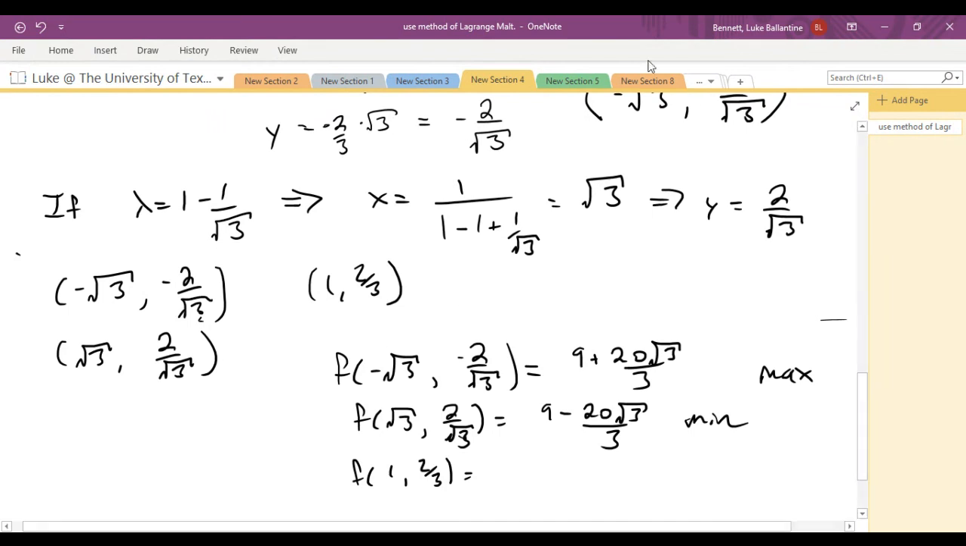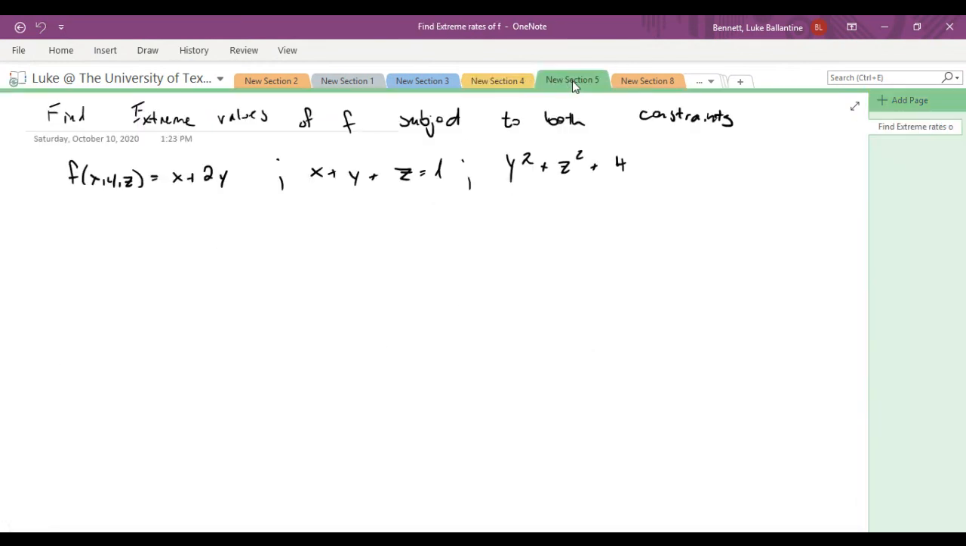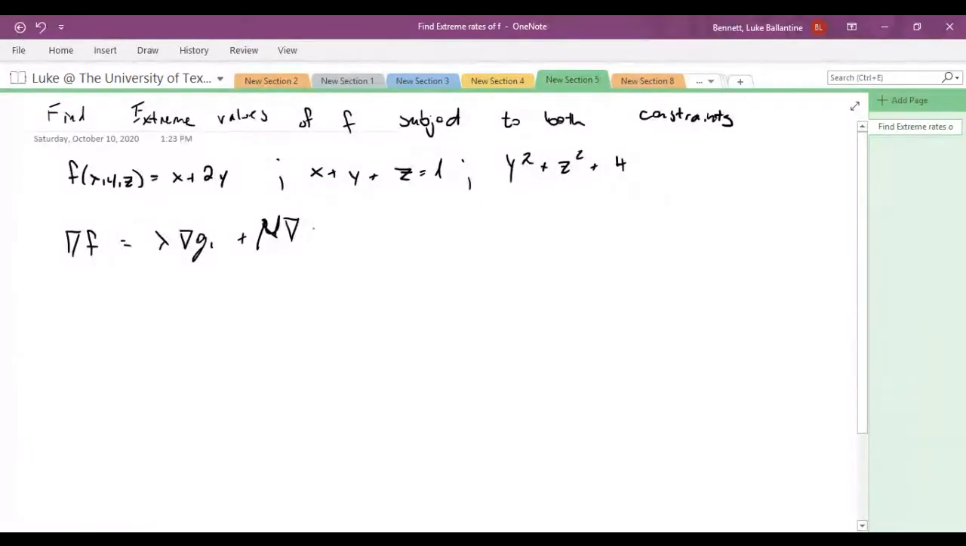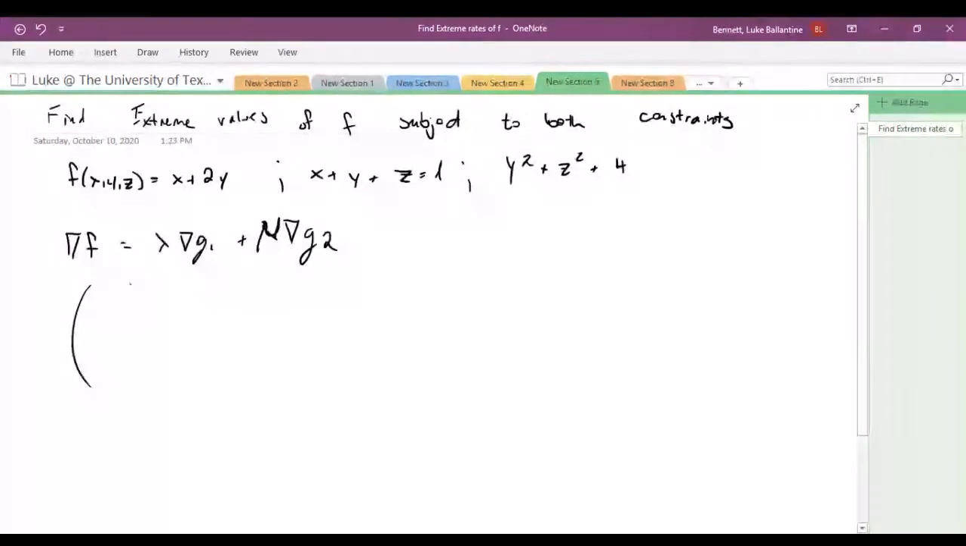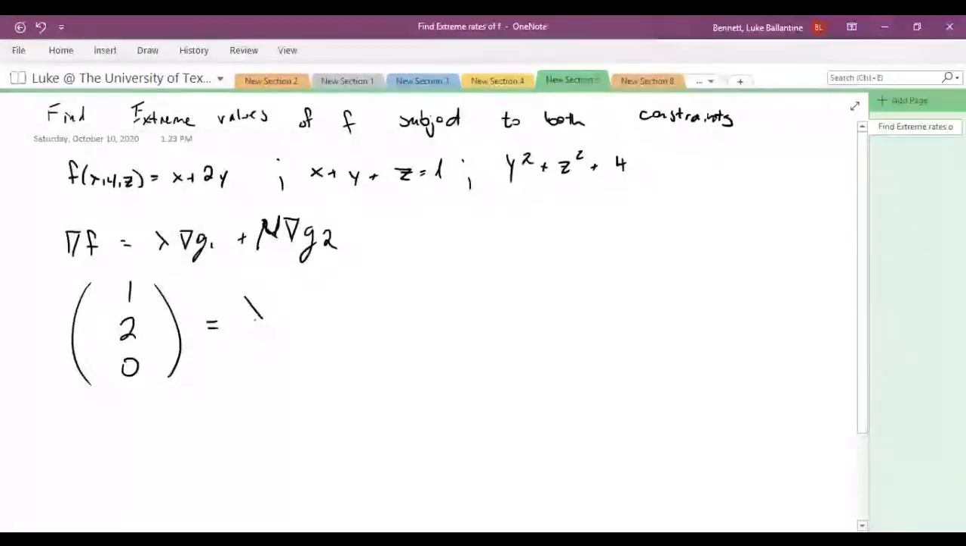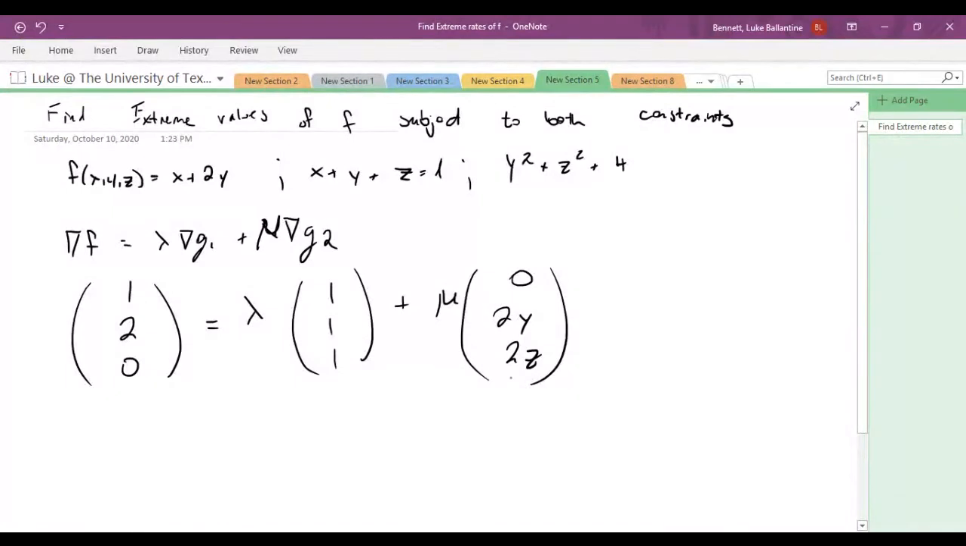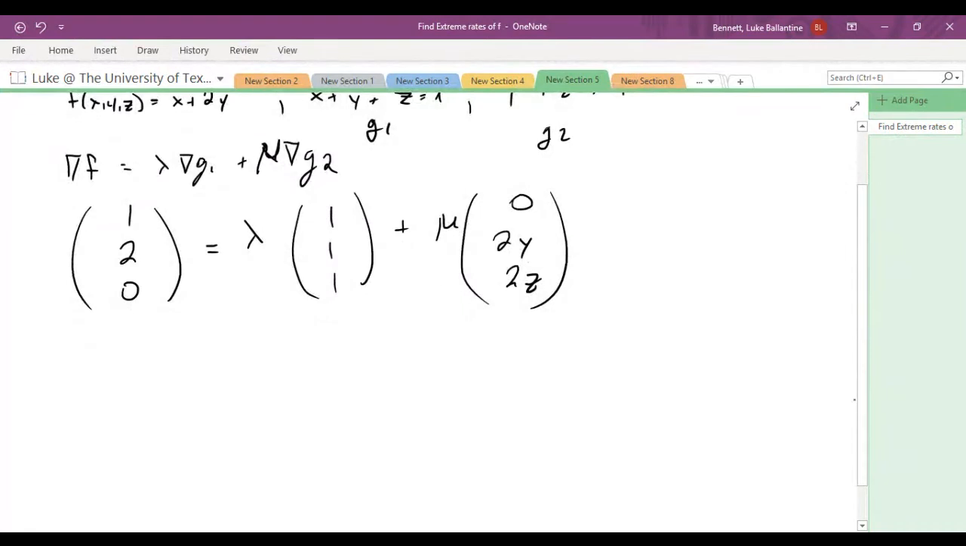Chugging along, we have extreme values subject to 2 constraints this time. Okay, so let's go ahead and hop into it. We have the gradient of f is equal to lambda gradient g1 plus mu gradient g2. Then we get 1, 2, 0 is equal to lambda (1, 1, 0) plus mu (0, 2y, 2z), if this is G2 and this is G1. So then, we have the system.